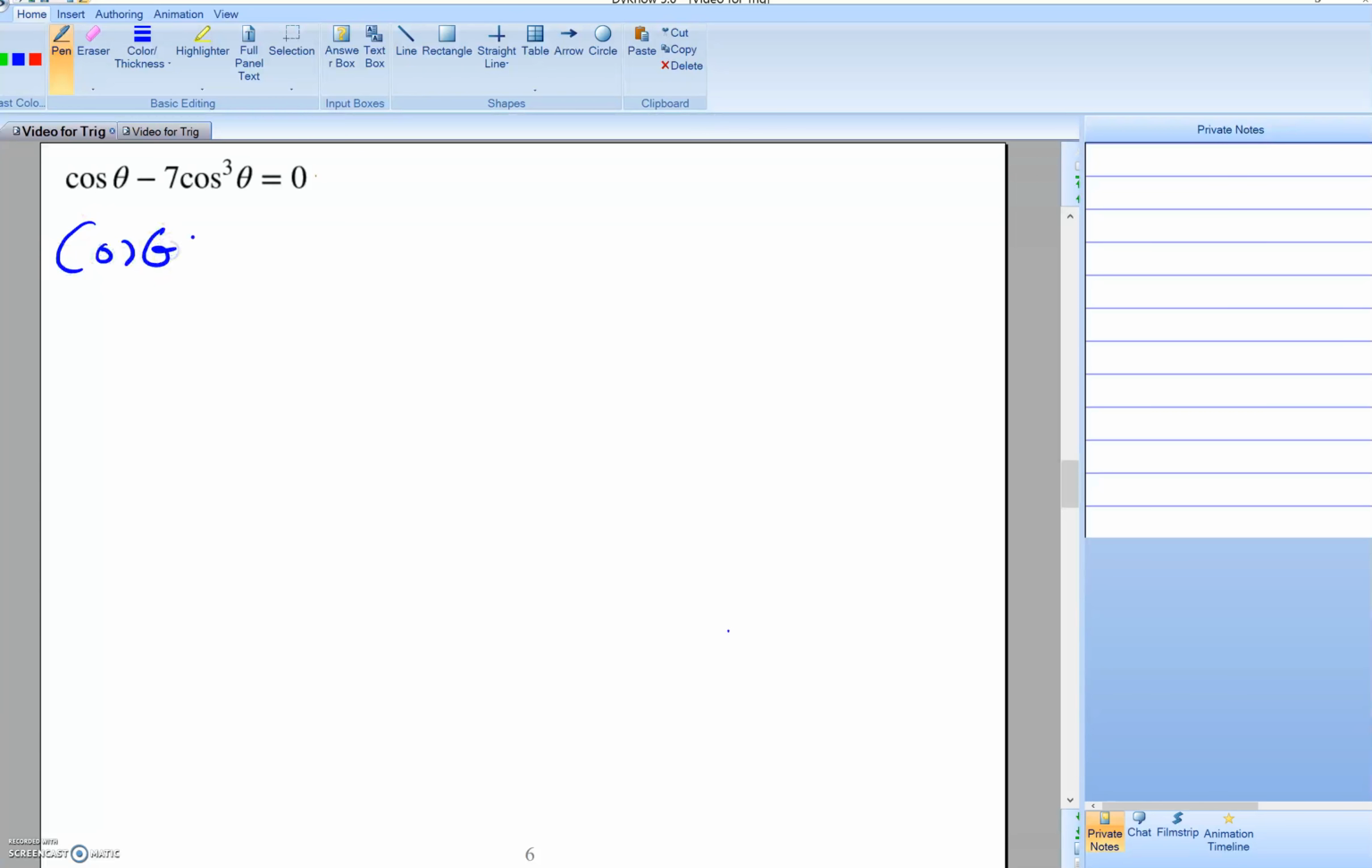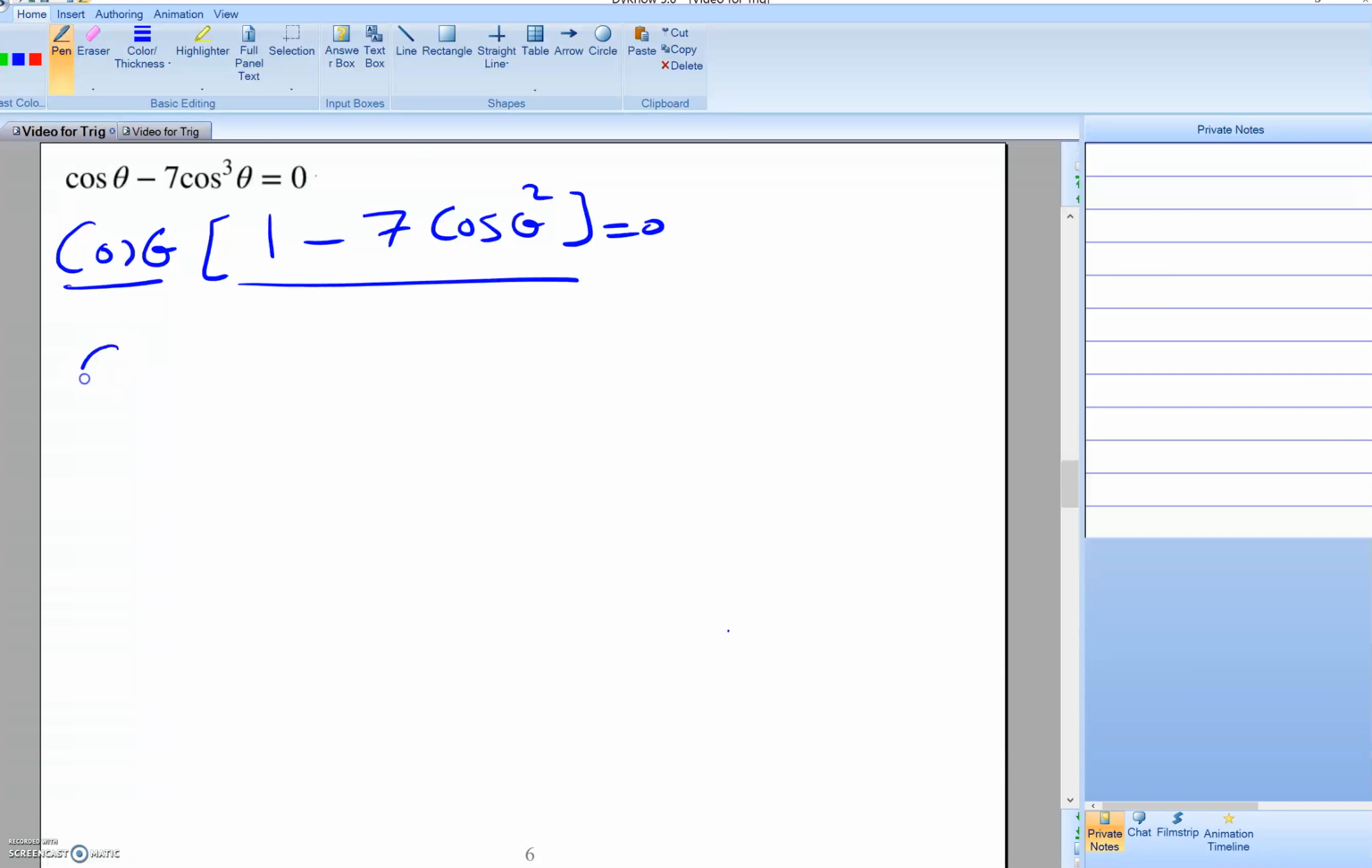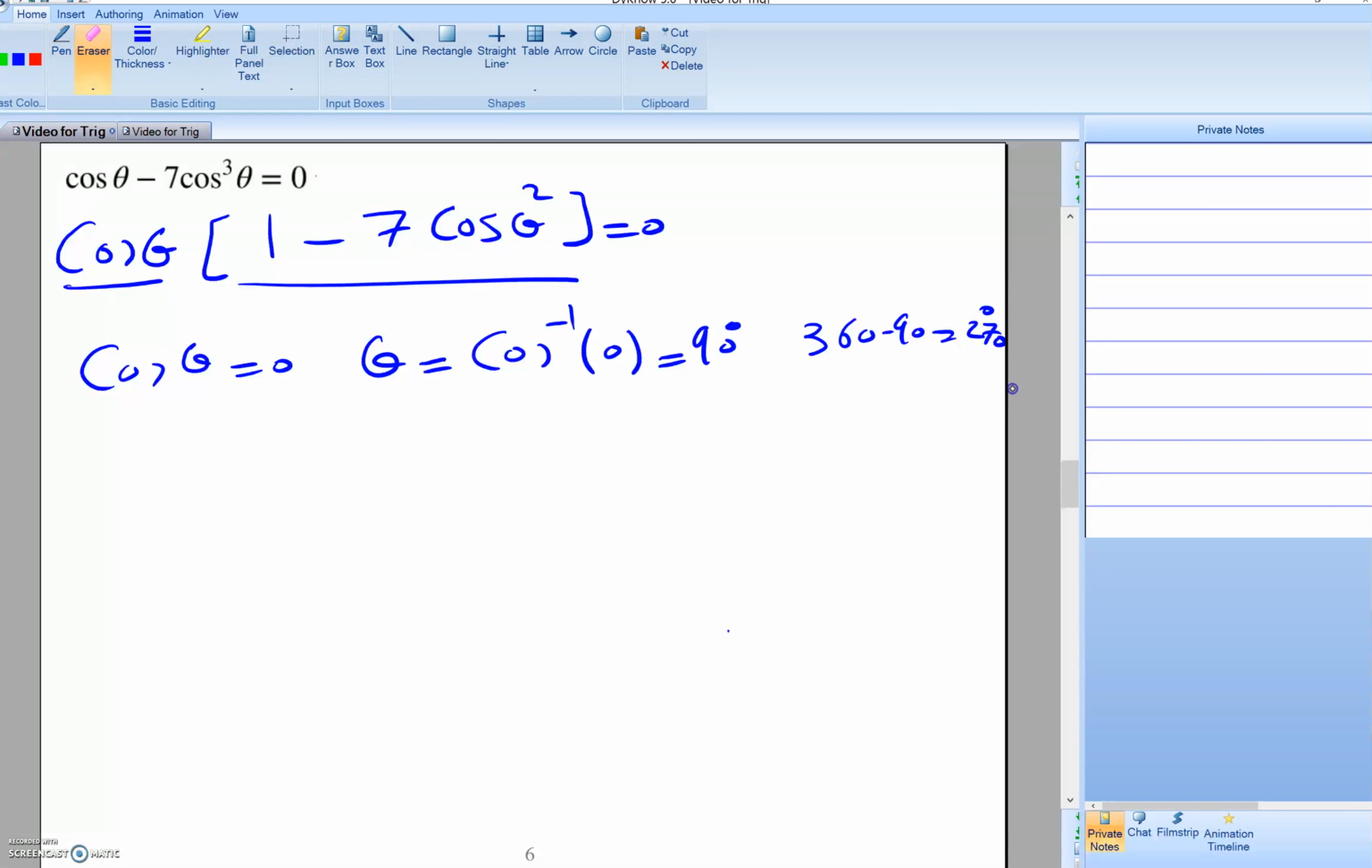The first step is I have to factor cosine theta, so I have cosine theta times (1 minus 7 cosine theta squared) equals 0. When I have something multiplied by something equals 0, either this one is 0 or this one is 0. So if I have cosine theta equals 0, what is theta? Theta is cosine inverse 0, which is 90 degrees. Okay, and the other one is 360 minus 90, which is 270 degrees. So one of them is 90 degrees and one of them 270 degrees.